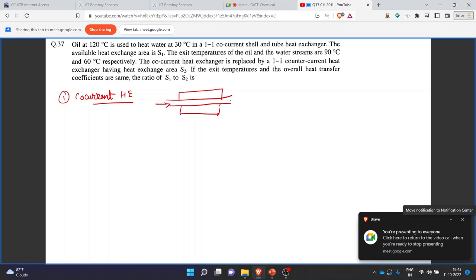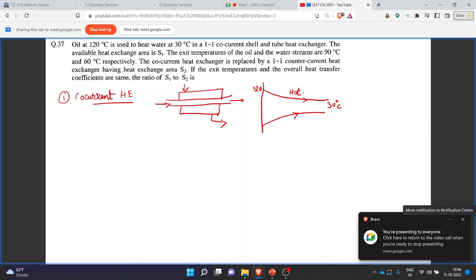Tube side fluid will enter from here and exit from here. Similarly, the shell side fluid will also enter and exit from the same direction. Let's draw the temperature profile over here. So this is the hot fluid for which the temperature will decrease, and that we have been given as 120 degrees Celsius to 30 degrees Celsius. Similarly, the temperature of the cold fluid will increase, direction of both the fluid will remain same.